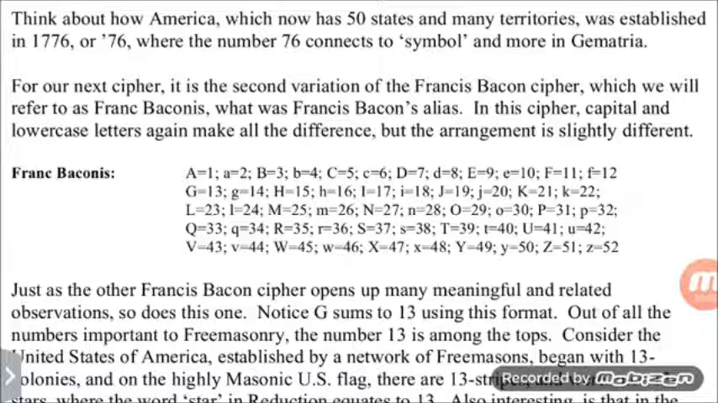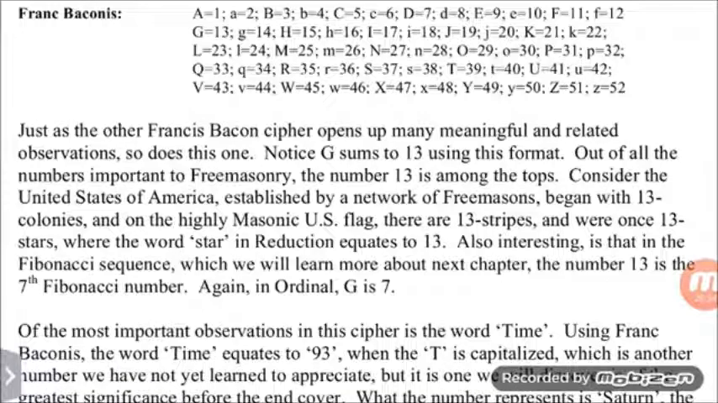For our next cipher, it is the second variation of the Francis Bacon cipher, which we will refer to as Frank Baconis, what was Frank Bacon's alias. In this cipher, capital and lowercase letters again make all the difference, but the arrangement is slightly different. Just as the other Francis Bacon cipher opens up many meaningful and related observations, so does this one. Notice G sums to 13 using this format.